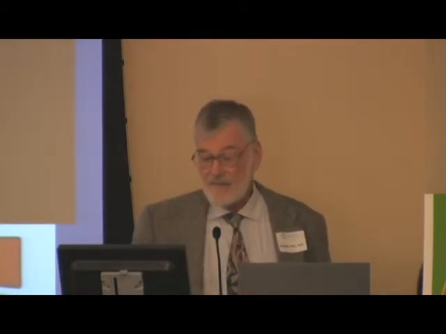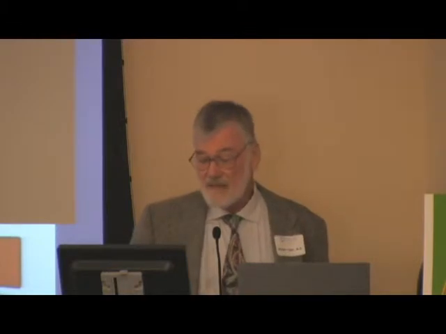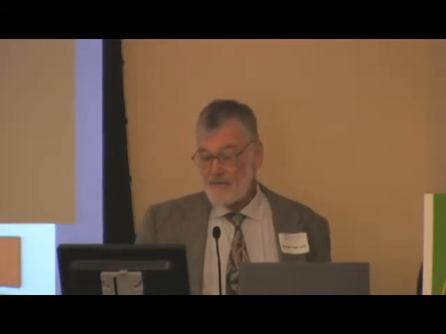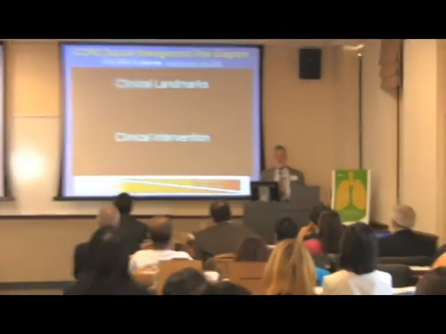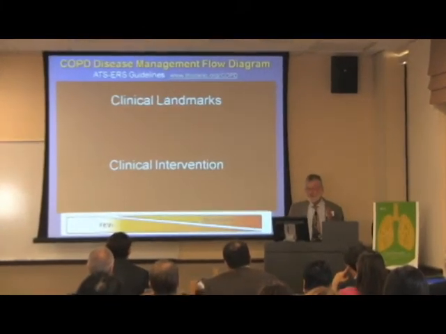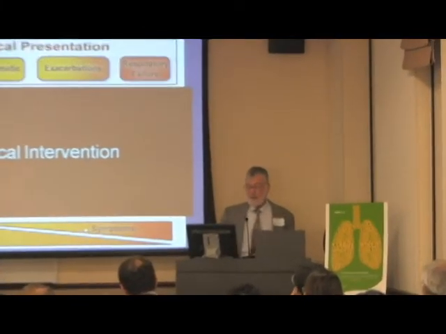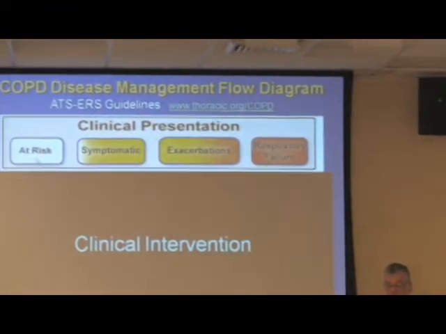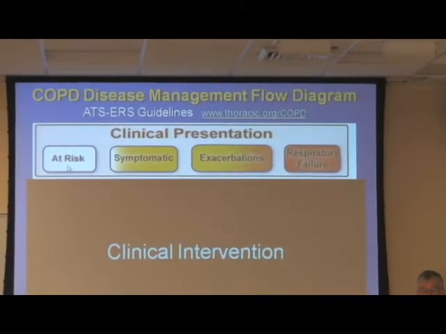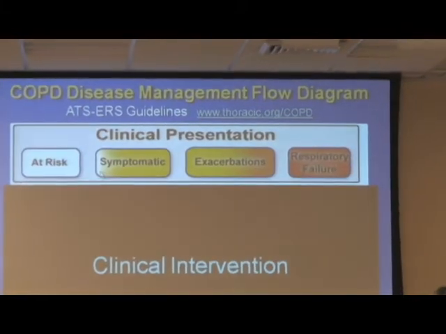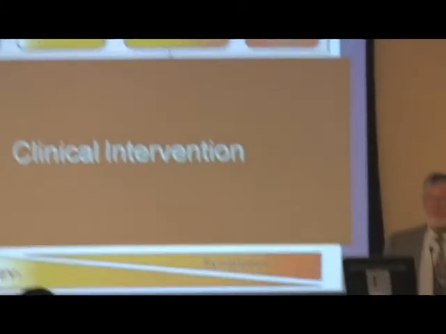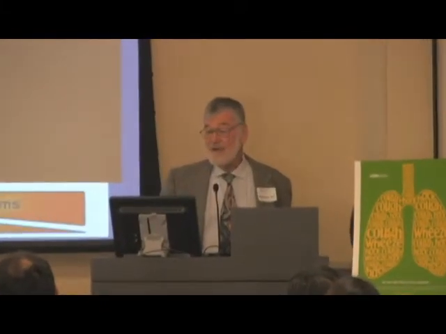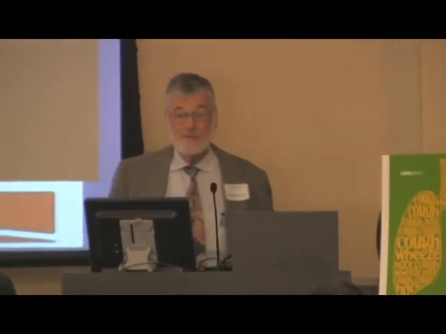So the FEV1, the amount of air you can blow out in 1 second, is one of the indicators of airway obstruction, tends to go down, but symptoms increase. But where are the landmarks? There are no landmarks here. Really, the landmarks are here. We see them. The patients are telling us they don't have any symptoms, or they get to a point where they have symptoms, or they get to a point where they have exacerbations, and eventually they get to a point where they have respiratory failure.